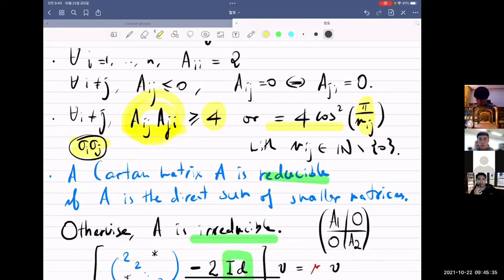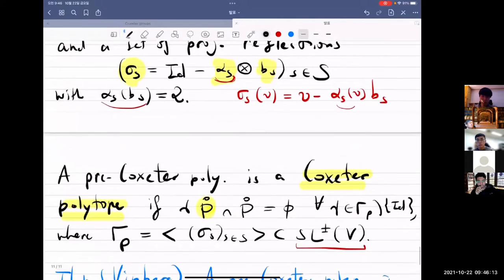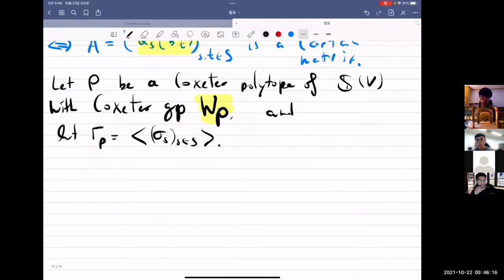Because the Coxeter superlative P gives us the Cartan matrix A, and then, for example, for I and J, sigma I will be one generator and sigma J will be another generator. We connect them, and then there is this label mij when we have this 4 times cosine squared pi over mij, which is exactly these values. Okay, so I think you can guess how we can obtain this WP.